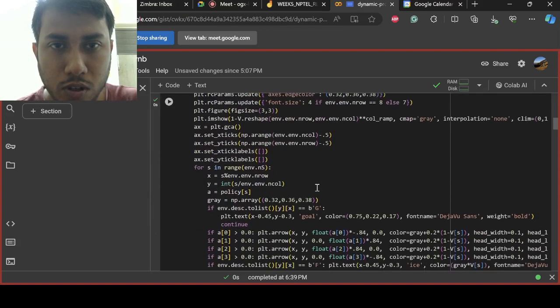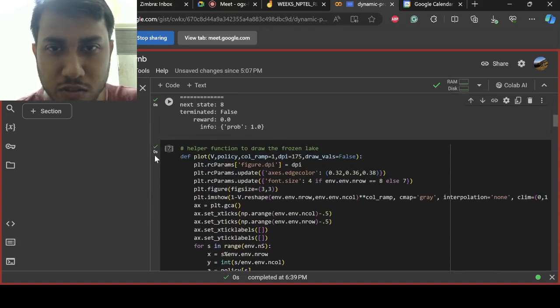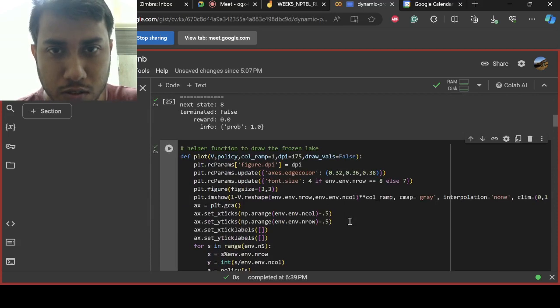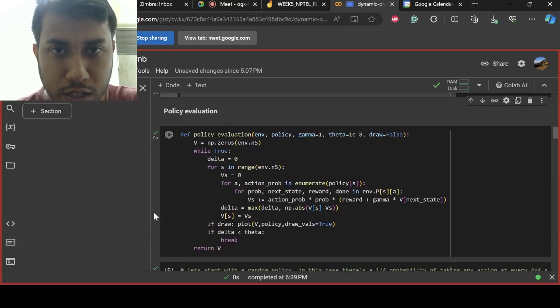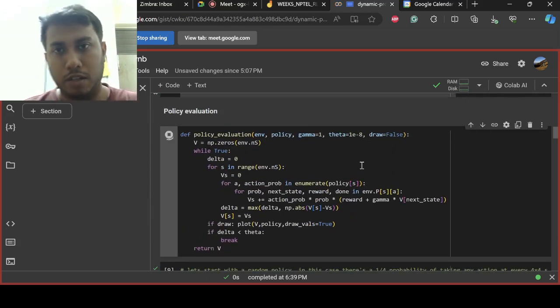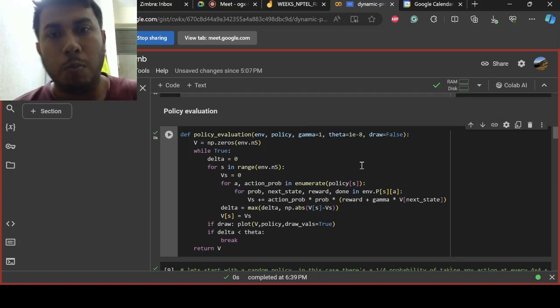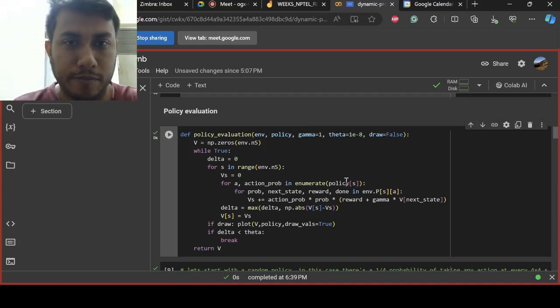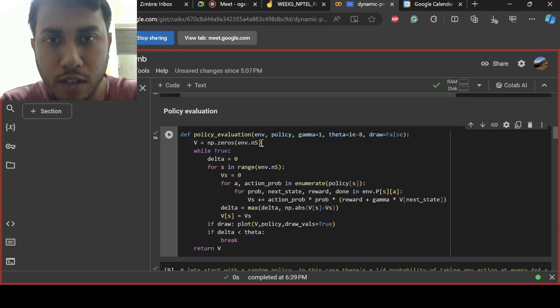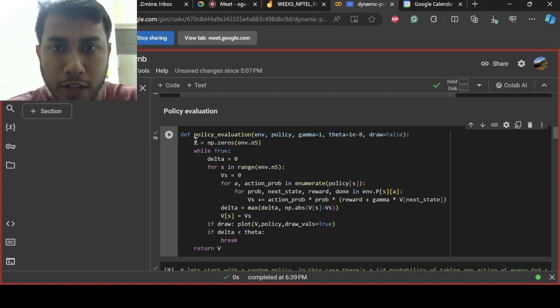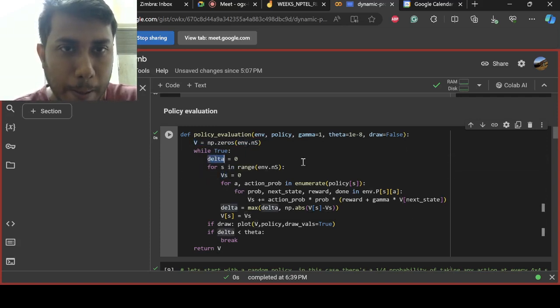This is your helper function, nothing important, so let's not waste time here. Let's come to this part. This is your policy evaluation function. This v is your value function, and we are updating these values. This is your value for state s, and this is your initial delta. So delta is 0.